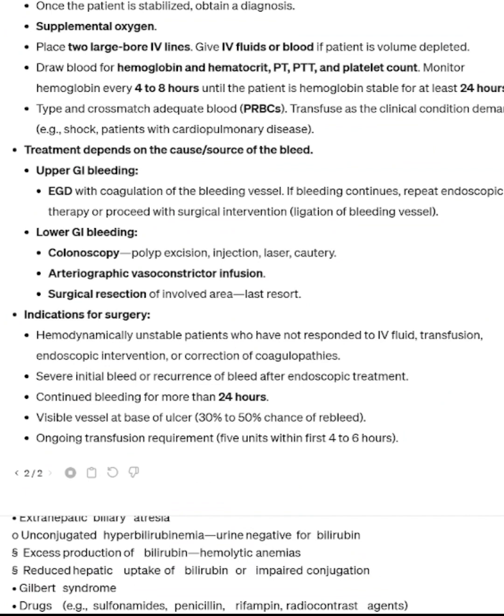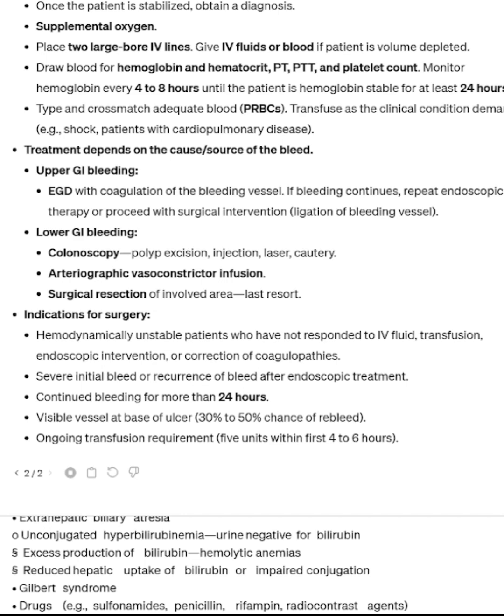Treatment depends on the cause or source of the bleed. Upper GI bleeding: EGD with coagulation of the bleeding vessel. If bleeding continues, repeat endoscopic therapy or proceed with surgical intervention, ligation of bleeding vessel. Lower GI bleeding: colonoscopy, polyp excision, injection, laser, cautery, arteriographic vasoconstrictor infusion, surgical resection of involved area, last resort.